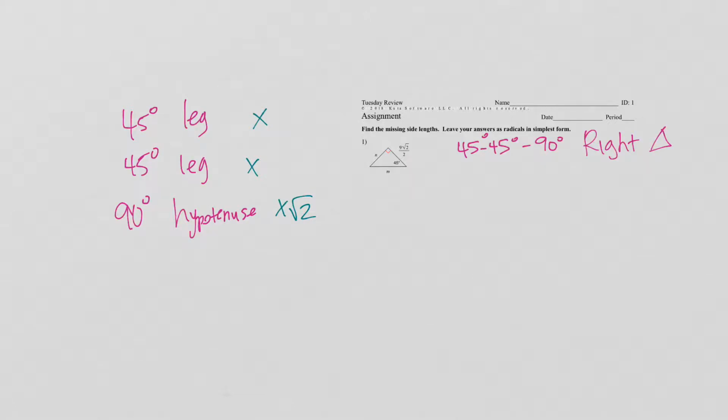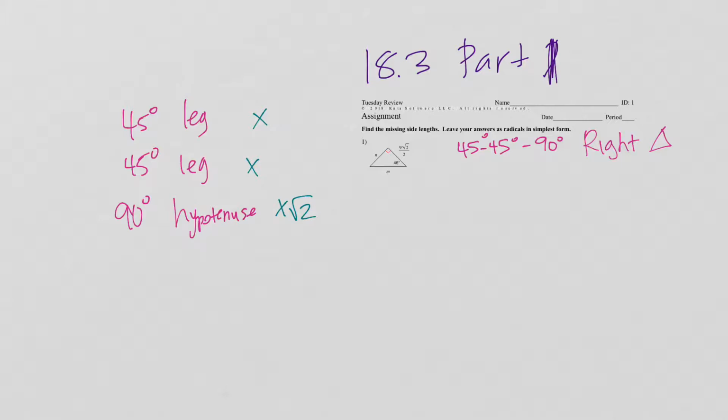Video 2, this is for Tuesday's lesson. So today we're covering 18.3, part 1. Tomorrow you'll cover part 2. But pretty much this is a special right triangle.